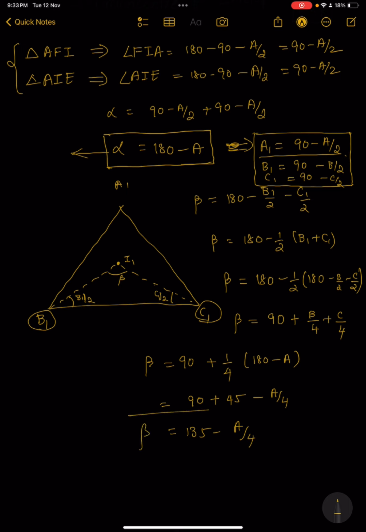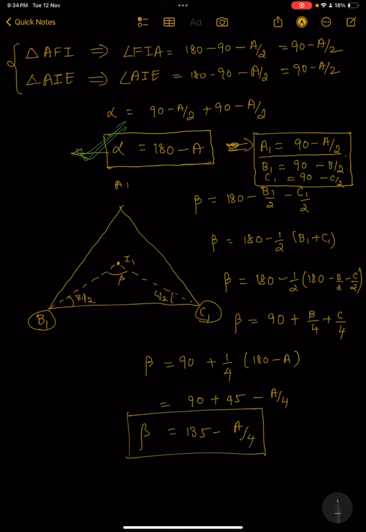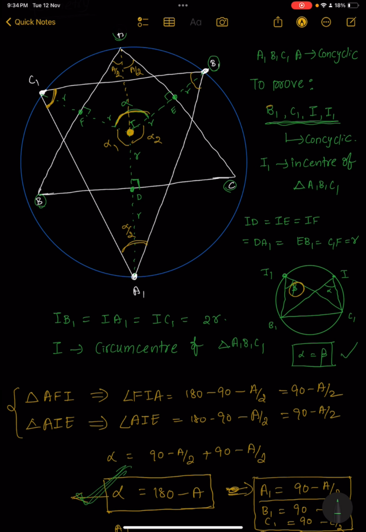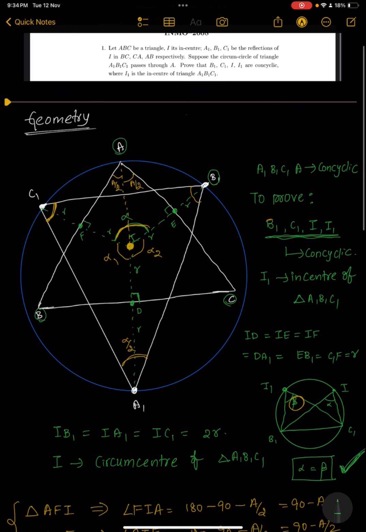This is beta. So we found out alpha here and we found out beta here. And according to our question, we have to prove this thing, alpha is equal to beta, correct? Now to do that, we have to find out the value of angle A. Let us do that now.